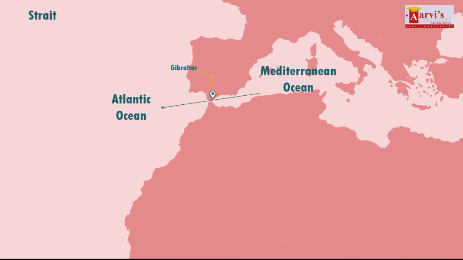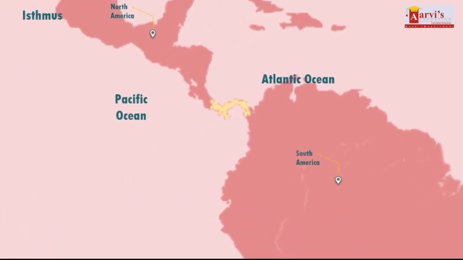Isthmus. While a strait lies between two land masses and connects two larger bodies of water, an isthmus lies between two bodies of water and connects two larger land masses. The Isthmus of Panama connects North America to South America.